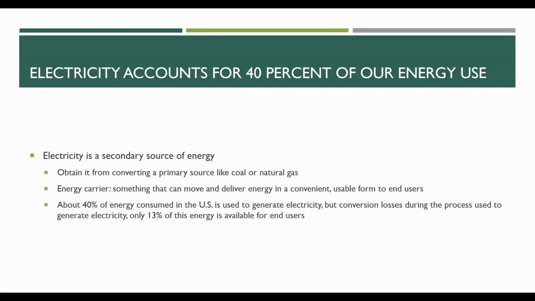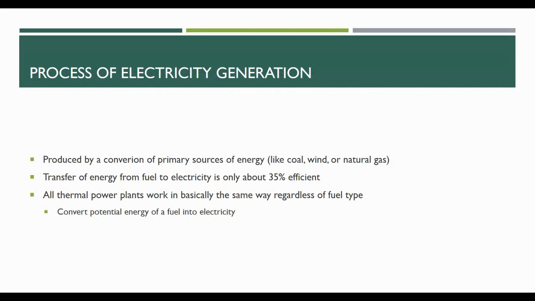About 40% of energy consumed in the US is used to generate electricity, but with all those conversion losses during the process used to generate electricity, only 13% is available for end users. And that's low. That's a problem. We do need to be working towards making things more efficient, even if we are using non-renewable resources.